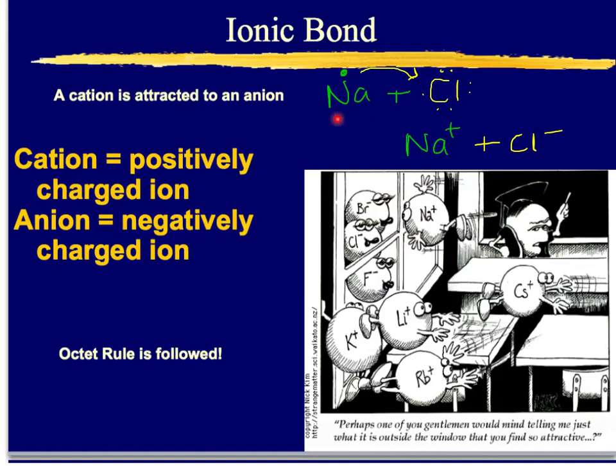When sodium loses this electron, it has a positive charge, and so it becomes a sodium ion. When chlorine gains an electron, it has a negative charge, so it is also an ion. We call the positive one a cation, the negative one an anion, and the attraction between them is an ionic bond.